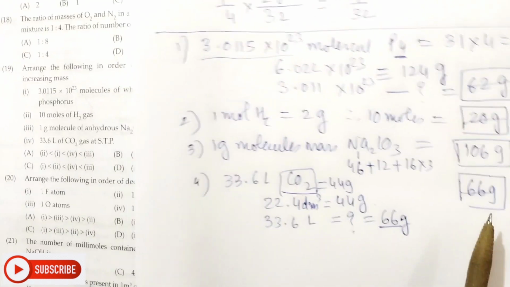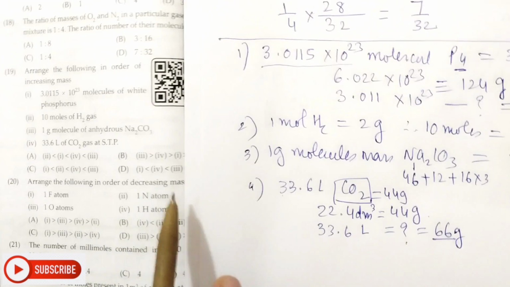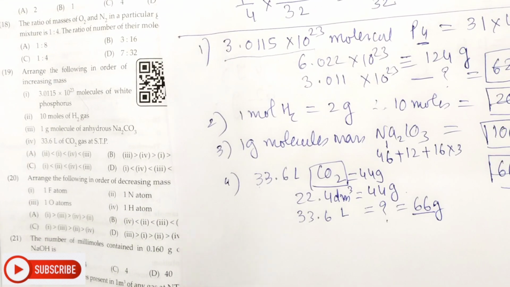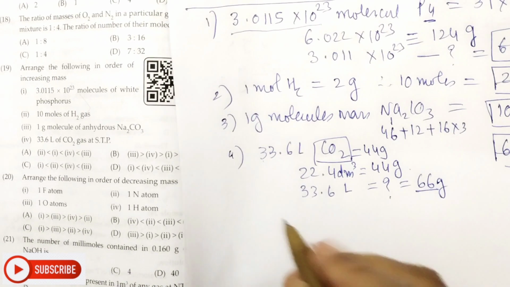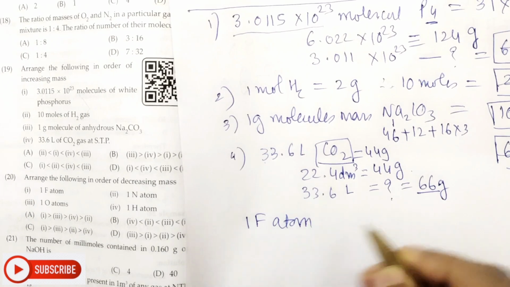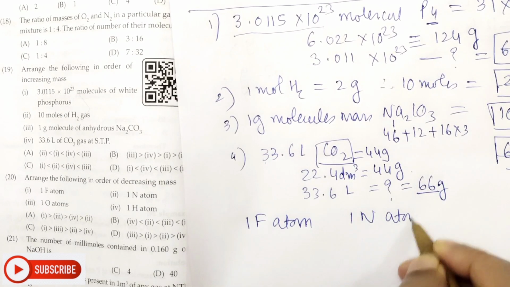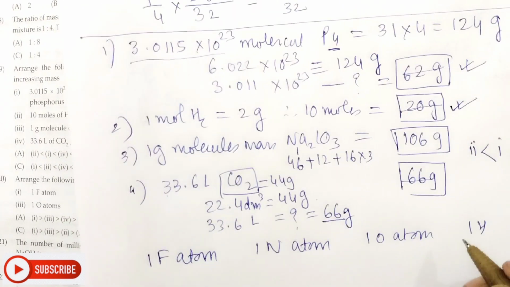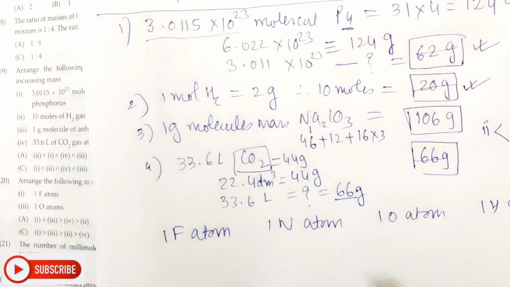See the next question. Arrange the following in decreasing masses. Now students, if I want the masses, I should directly go for their atomic weights. Now what is the first one they have given? 1 fluorine atom. Second is 1 nitrogen atom. Third is 1 oxygen atom. And last is 1 hydrogen atom. Let us calculate their masses.